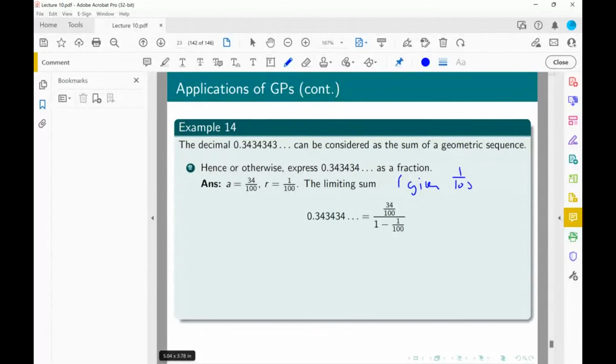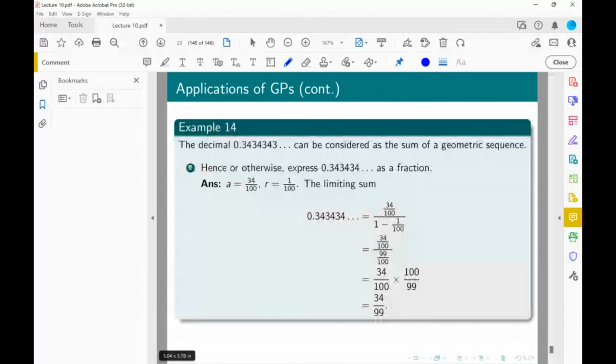I'll note here, given 1 over 100 is less than 1, just to be safe, this is 34 over 100 all over 99 over 100. That's divided by the fraction, so it's times by 100 over 99, so the hundreds cancel out. We're left with this expression, which is 34 over 99, and that's the simplest form, since 34 doesn't have a factor of 3 or 11. And that's it.